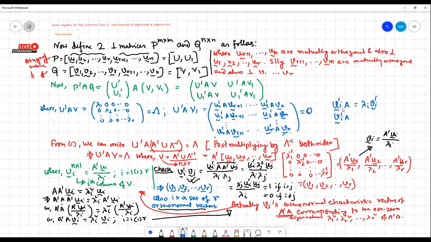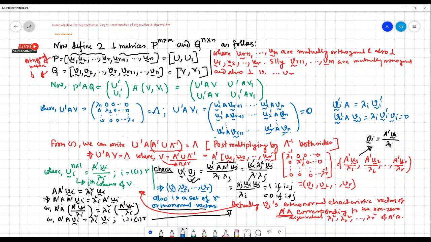Ui curl prime, Ui curl prime A equal to lambda I not theta. This is Vi. I already showed this result. Okay, Vi curl prime, so Ui curl prime Vj curl, so this is equal to lambda I Vi curl prime Vj curl, so this is equal to 0.